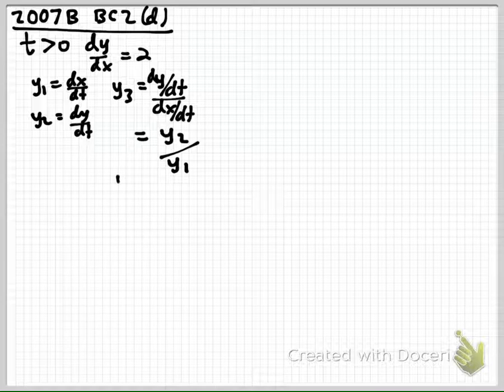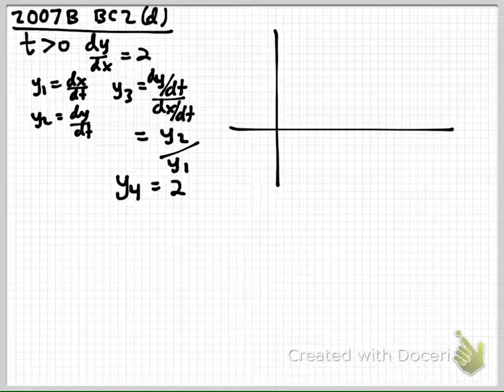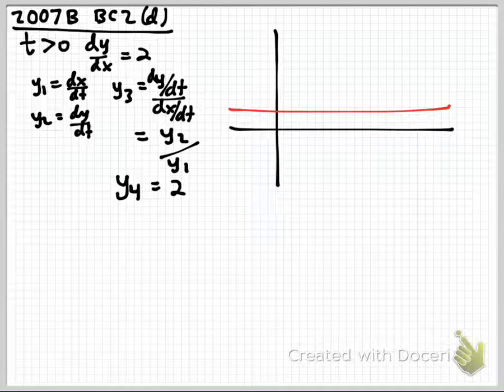Okay, and then we're going to let our y4 equal the value 2. And so all we have to do is figure out where y3 crosses y4. Okay, it'll look something like this. And you get the graph. I don't actually know what the y3 is going to look like, but I do know that there's y equals 2. That's the y4.